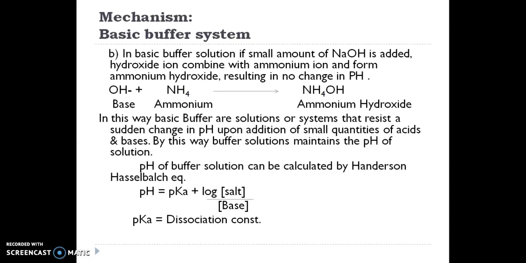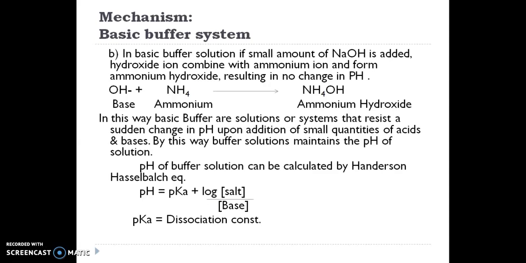So both mechanisms are the same, that is if you are adding H plus ion or if you are adding OH minus ion, it forms either water, that is neutral solution, or it forms any weak acid or base, so that there is no change in the pH of that solution after addition of some amount of acid as well as base. So this is the mechanism of acidic buffer as well as the basic buffer.